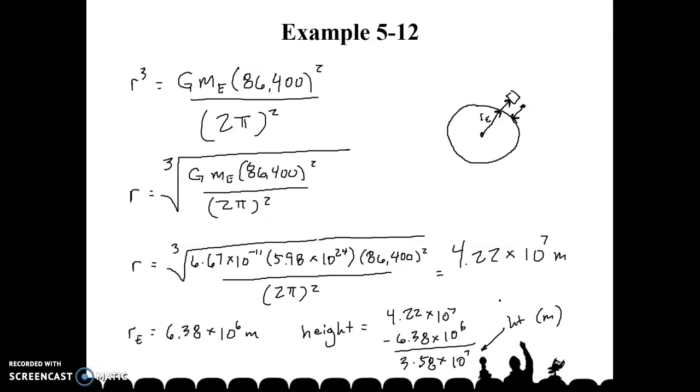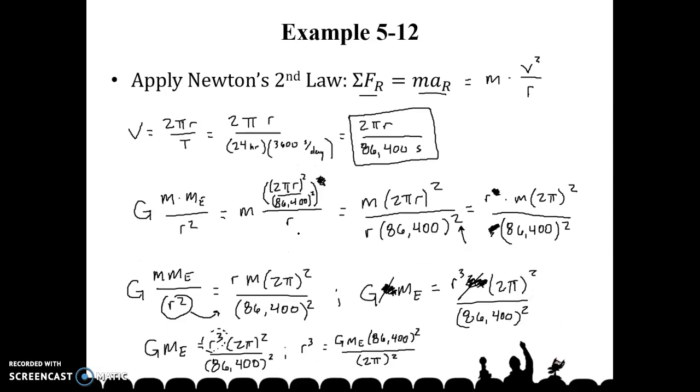So if we wanted to convert that to kilometers, move the decimal point 3 places to the left, it would be 3.58 times 10 to the 4th kilometers is the height above the Earth that our geosynchronous satellite needs to be. Now, part B of the question asked, okay, so what is the velocity of the satellite?